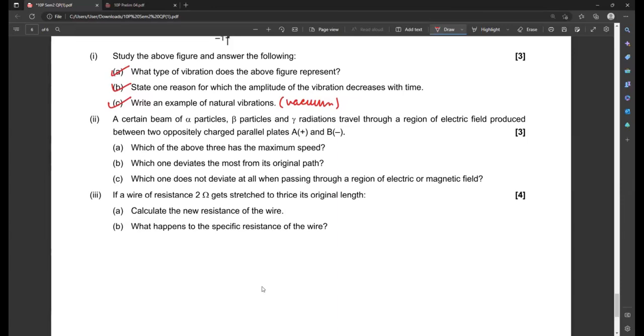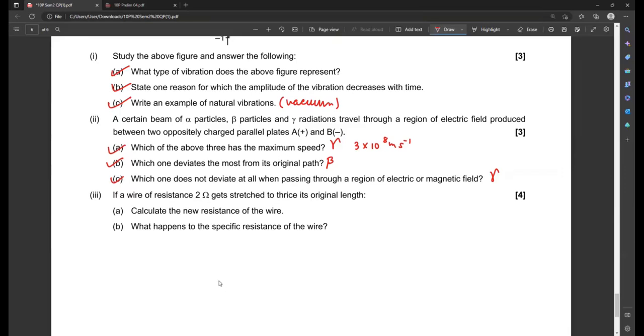A certain beam of alpha, beta, gamma radiation travels through a region of electric field produced by two oppositely charged plates, A and B, A being positive, B being negative. Which of the following three has a maximum speed? We know gamma is an electromagnetic radiation. It travels with the speed of 3 into 10 to the power 8 meter per second. Which one deviates the most from its original path? That is beta. Beta being lighter will be easily pulled toward the positive plate. Which one does not deviate at all? Again, this is gamma. Gamma is electromagnetic radiation. They are not affected by electric or magnetic field.